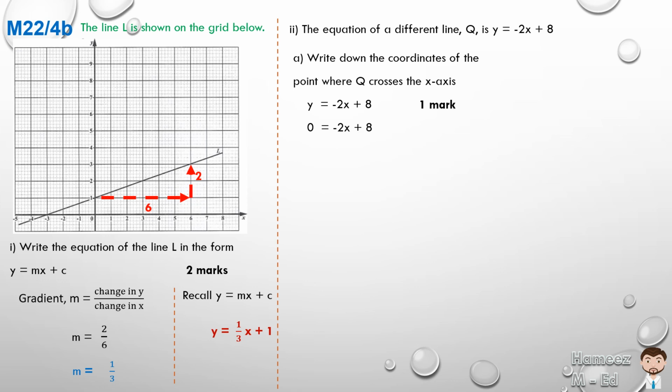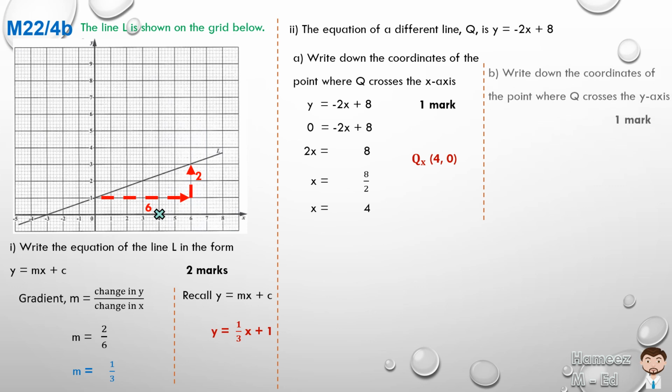And we now have an equation with only one unknown, so we can solve this equation. So let's carry the minus 2x across. So we're going to get 2x is equal to 8. So x is equal to 8 over 2. As such, x is equal to 4. So let's bring that up on the graph. Therefore, this point where it cuts the x-axis will be 4, 0.